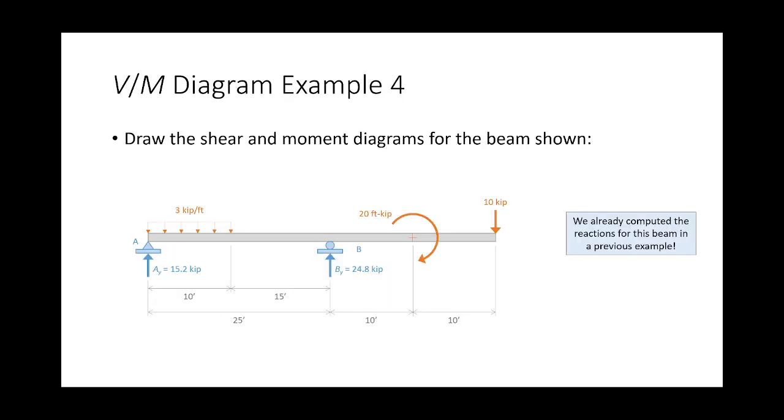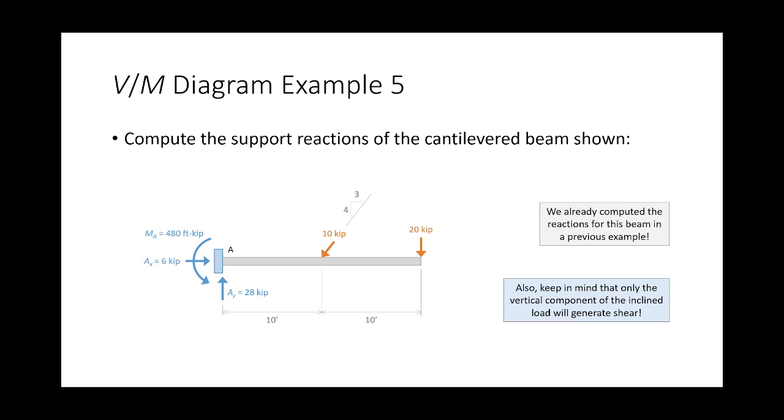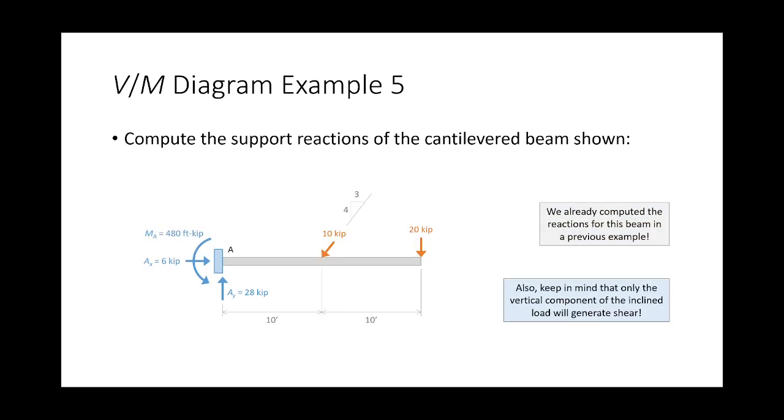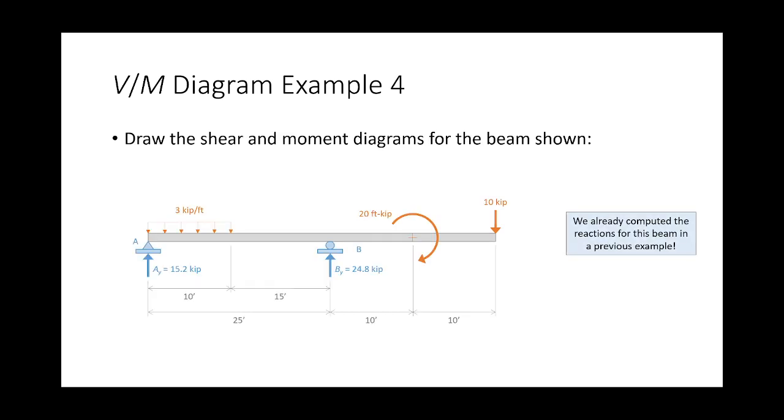This is example 4, this is example 5, and example 5 also has a concentrated moment because when you're dealing with a cantilevered beam like this, the cantilever, the fixed support, has 3 reactions, one of them being a concentrated moment. Okay, so we're going to do 2 problems today. Now, for both of these problems, I've given you the support reactions because we've already done these problems. We did the support reactions for these problems a while back. So what we've got here is a beam.